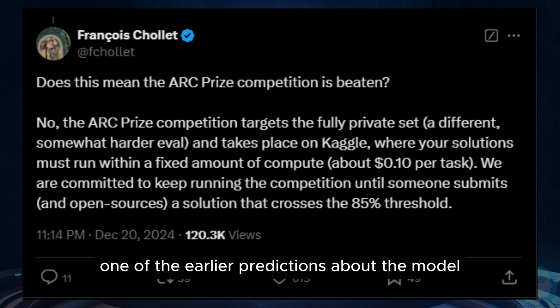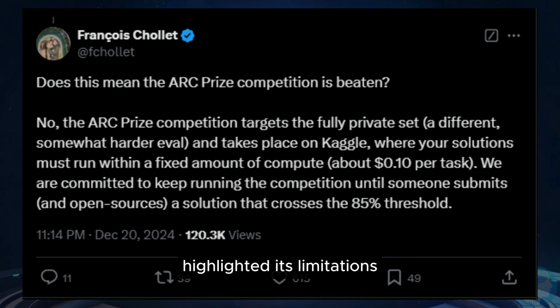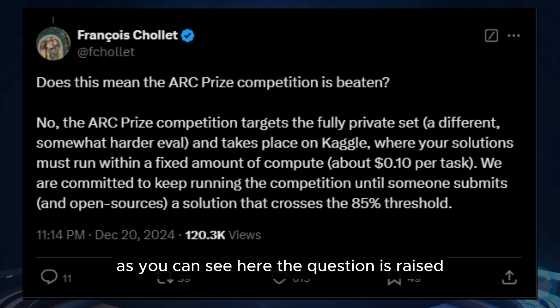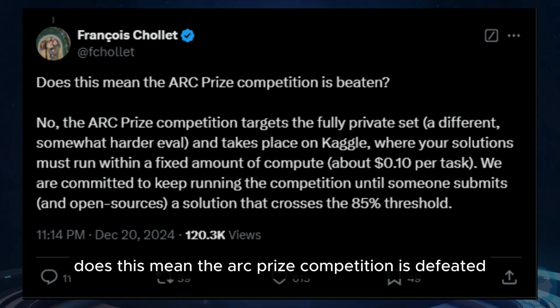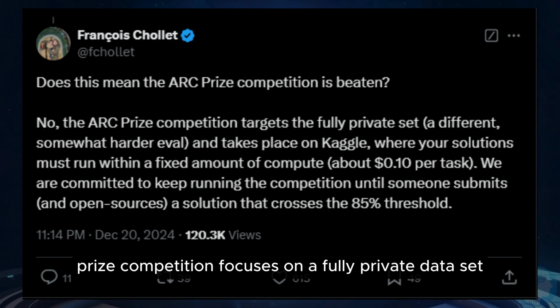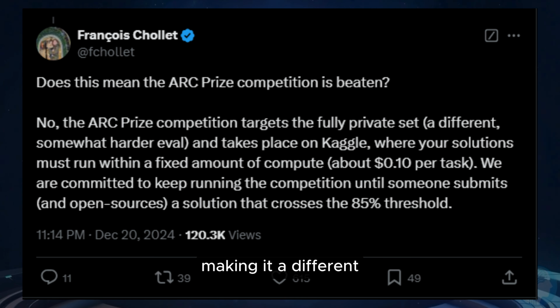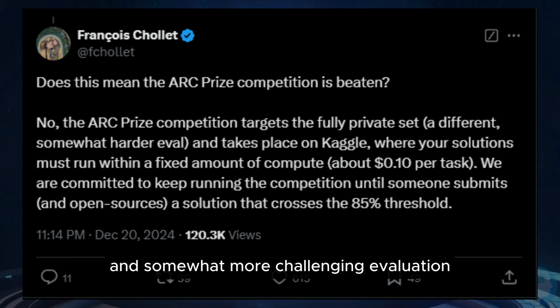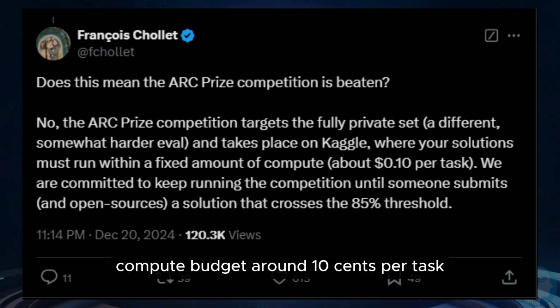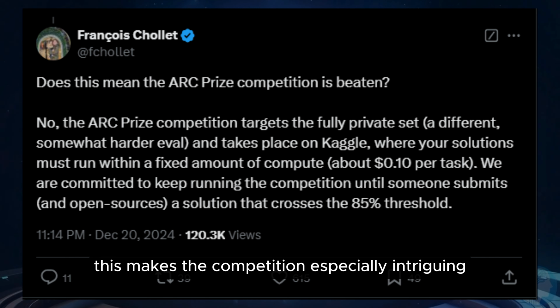One of the earlier predictions about the model highlighted its limitations, particularly regarding compute costs. As you can see here, the question is raised. Does this mean the ARC prize competition is defeated? The response is no. The ARC prize competition focuses on a fully private dataset, making it a different and somewhat more challenging evaluation. However, what's notable about the ARC prize is that solutions must operate within a fixed compute budget, around 10 cents per task. This makes the competition especially intriguing.